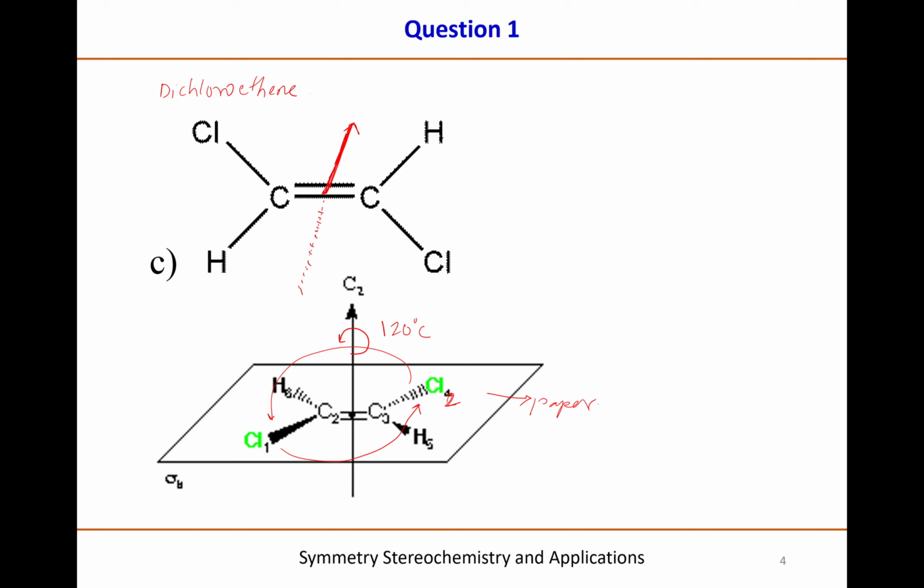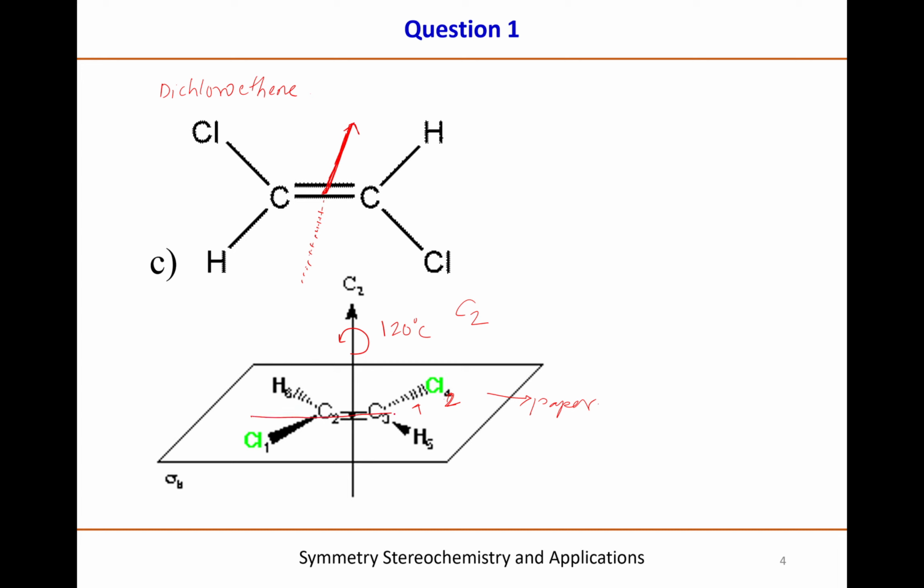Okay. So here you can see after the 120 rotation you are getting the indistinguishable compound. So that means here C2 symmetry is present. Right, C2 symmetry is present. Now this is the axis you got here. Now let's find out if any other axis is present which is perpendicular to this axis.